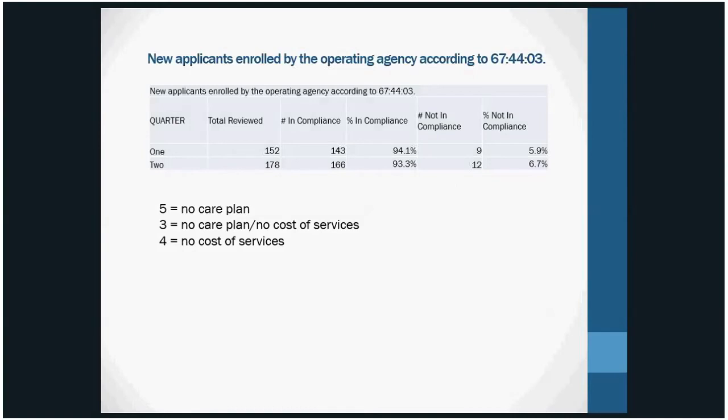So as you can see here, we are at 93%. We did have 12 who were not compliant. We had 5 that did not have a care plan on file. We had 3 in which there was no care plan and no cost of services. And we had 4 that had just no cost of services. We do 100% review of the initial approvals for this one. So you'll see here, like I mentioned, that we had 178 new approvals this quarter. And again, 93.3% of those had everything that was required available in the file directory.